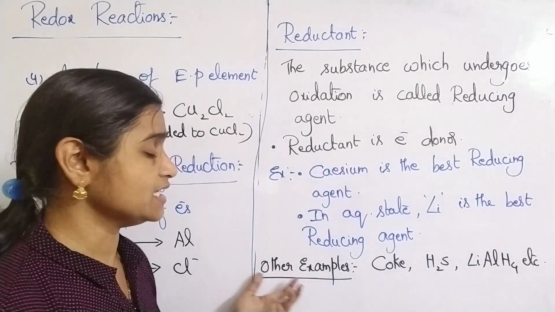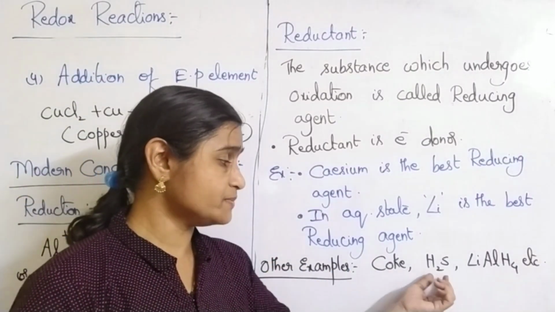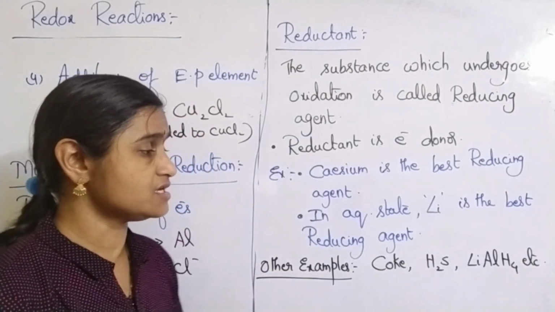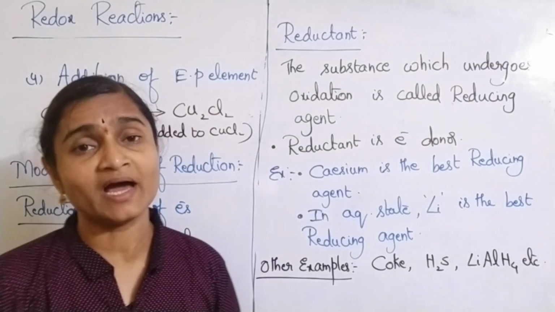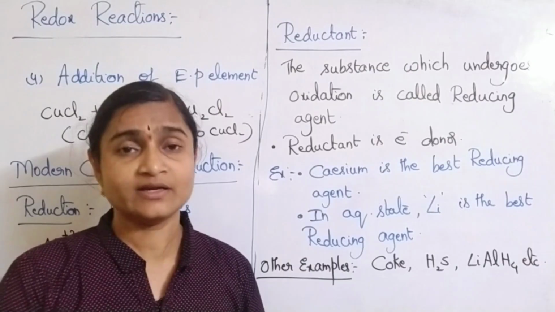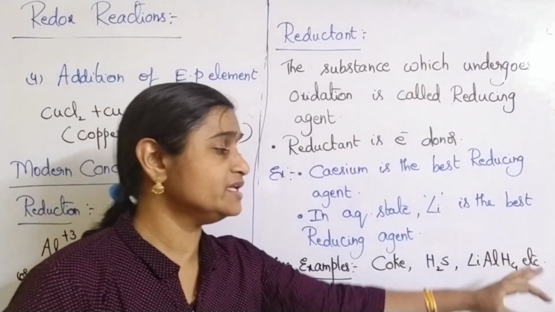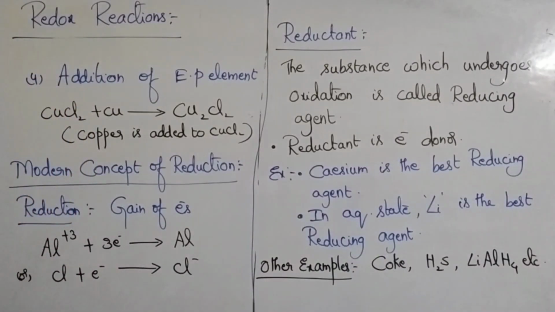And among other examples of reducing agents, as I already told you, coke is the best reducing agent. H2S, hydrogen sulfide, is also a reducing agent, and LiAlH4, lithium aluminum hydride, is used as a reagent or a reducing agent in certain organic reactions. So these are the examples of reducing agents. Please note down.